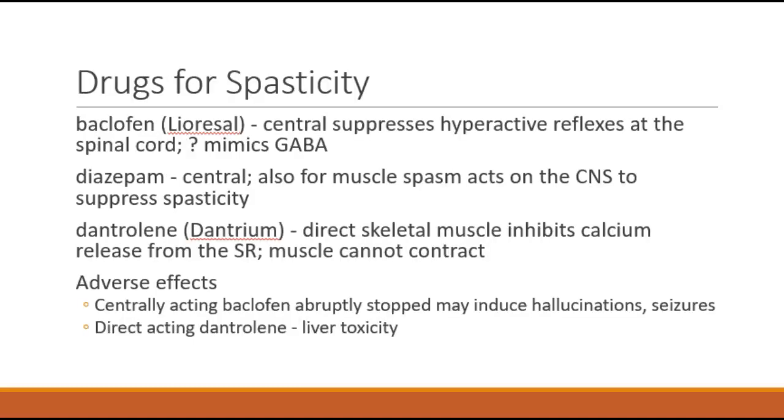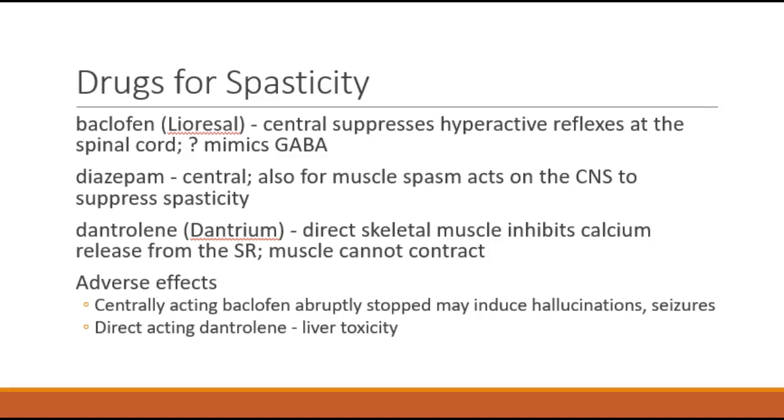Baclofen or Lioresal is a centrally acting drug that, of course, will cause drowsiness. Baclofen further depresses the CNS because it's GABA-like. We're not sure how, but GABA is an inhibitor, so we're expecting that CNS depression with it mimicking GABA. Then you go on to Valium again. This one is CNS acting, so it increases drowsiness. It also works on muscle spasm to suppress the spasticity too.